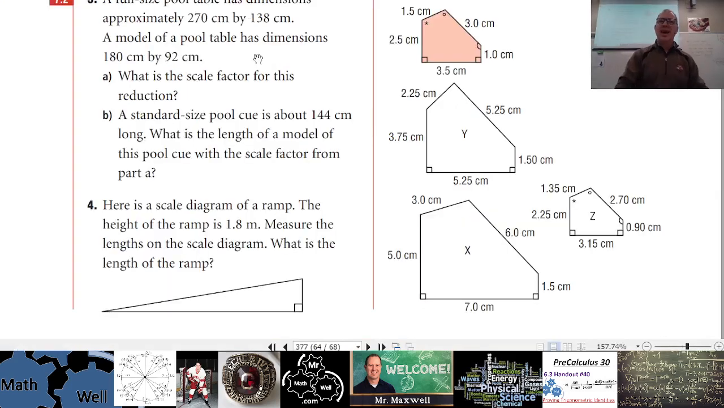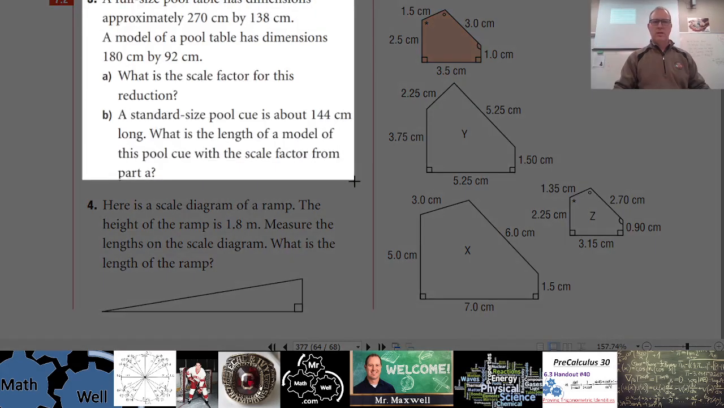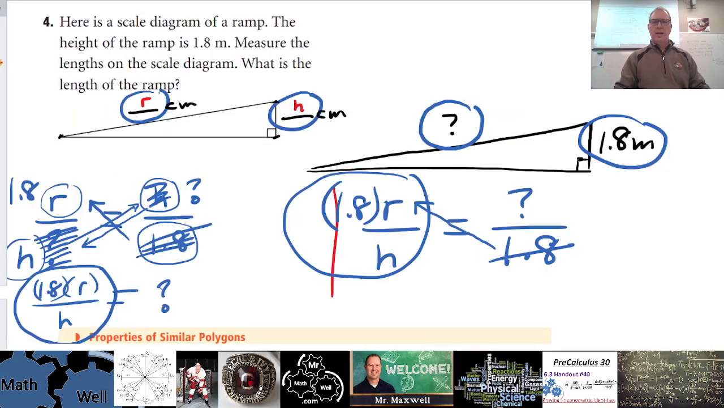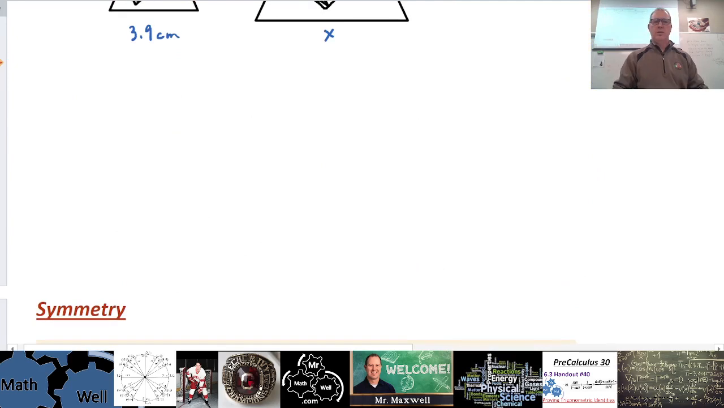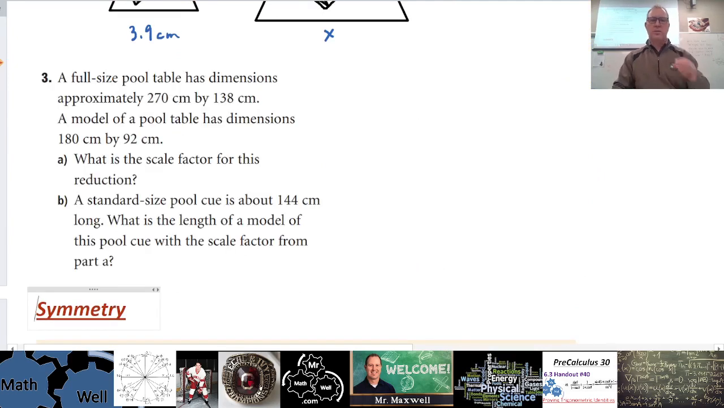So for 3A, this is what I want you to see here. Let me just clip this out. Okay, give me a second. I think that your scale factor for A was maybe a little off there. Okay, so I'm going to tuck this question right here in my review notes. So a full-size pool table is these dimensions. The model is these dimensions. So these dimensions are smaller, so the model is smaller. Scale factor should not be greater than 1.